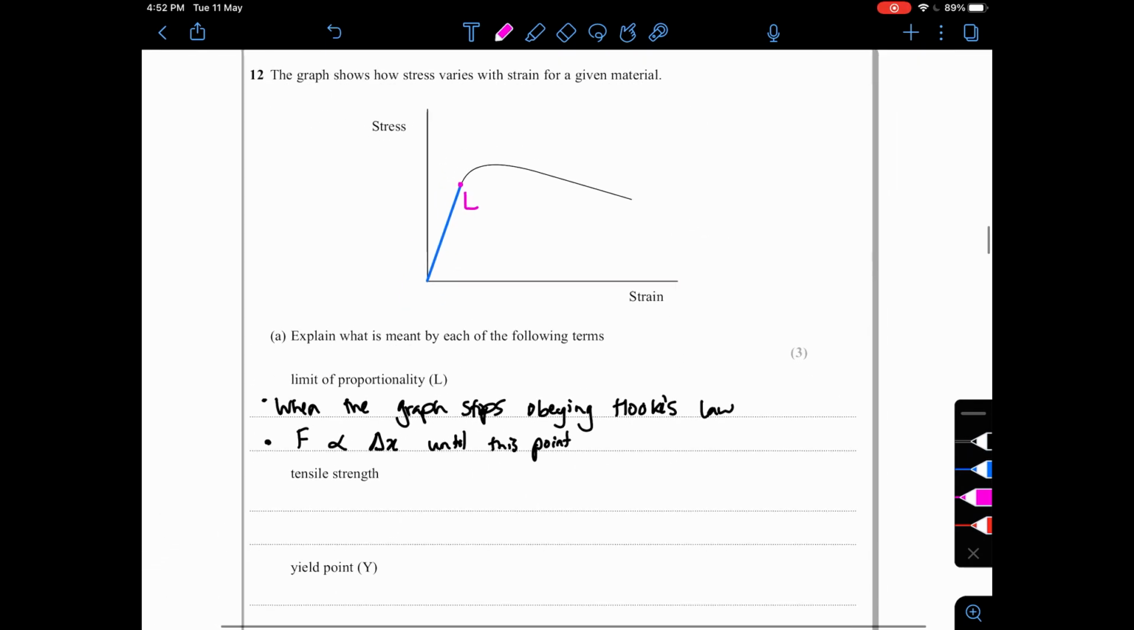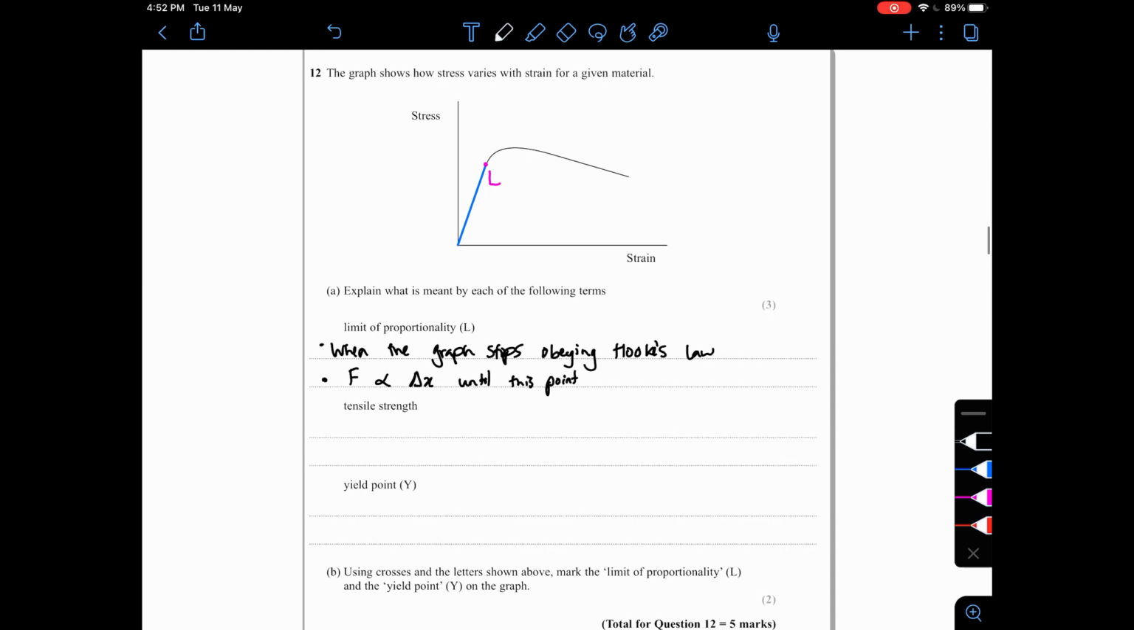Alright, so tensile strength. Now this is very self-explanatory. Tensile refers to tension, and strength refers to how much load a material can hold. Now when you put that together, you get the following definition: the maximum load a material can support before it fractures.